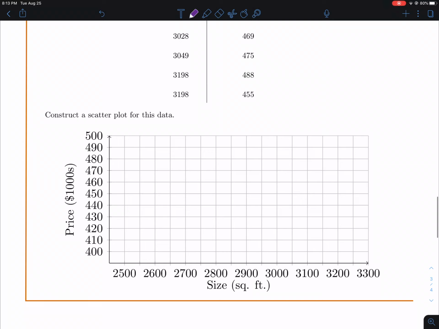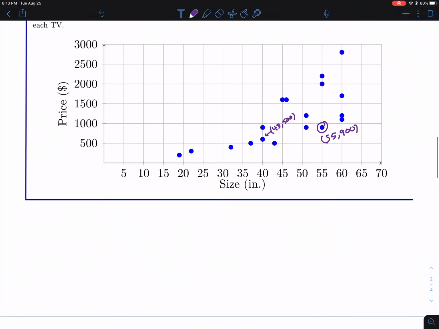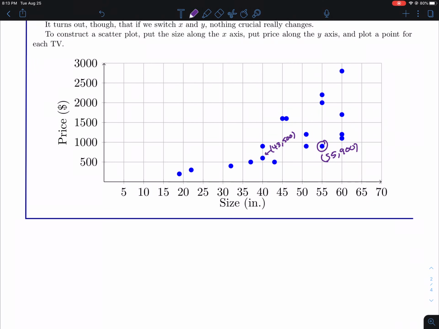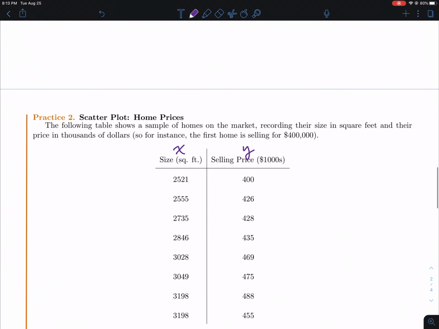And then we've got the square footage along the x-axis. Again, none of these numbers are perfect, just like the numbers above weren't perfect. So just do your best estimating them. It's a little tricky to plot these when we don't have bigger graphs and stuff like that. So just try your best.